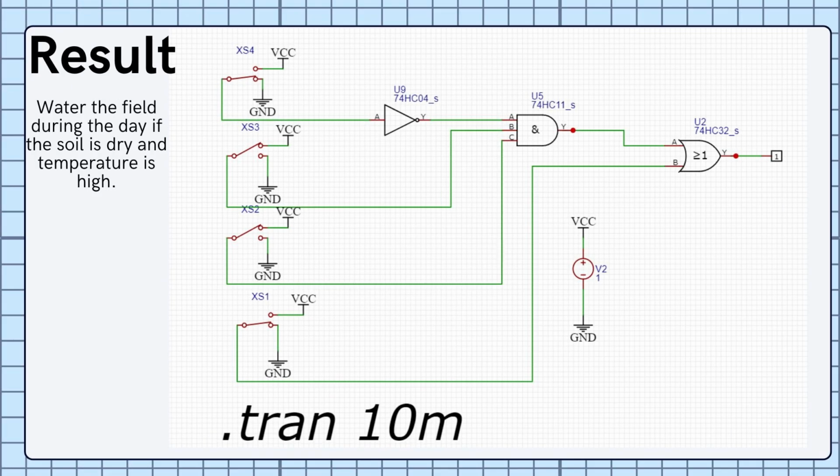Now, let us present our simulation results across the 4 required conditions. Condition 1 is, water the field during the day if the soil is dry and temperature is high. On this slide, we set moisture M equals 0, temperature T equals 1, and time D equals 1. The dry signal M equals 0 passes through the NOT gate U9 and becomes a logic 1.